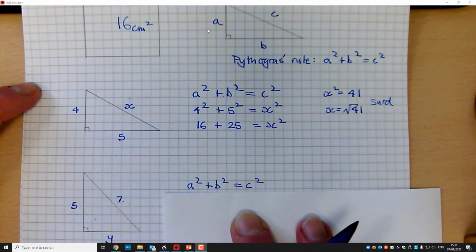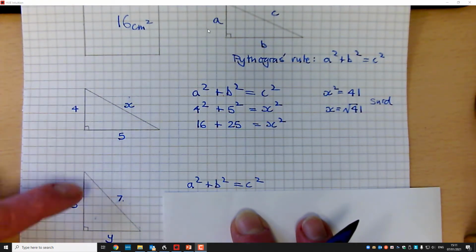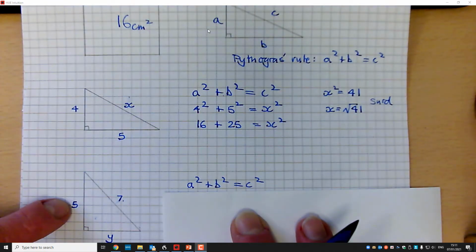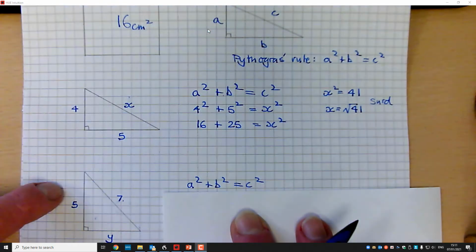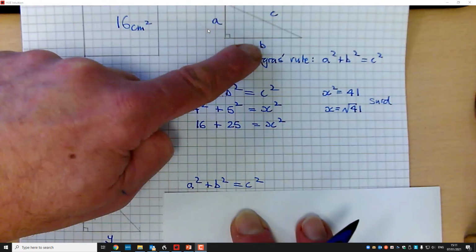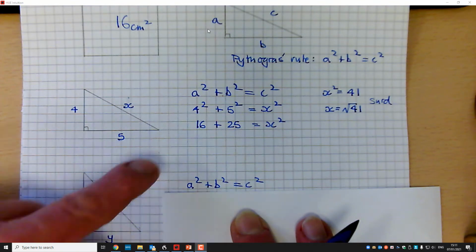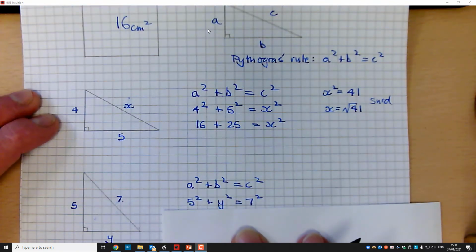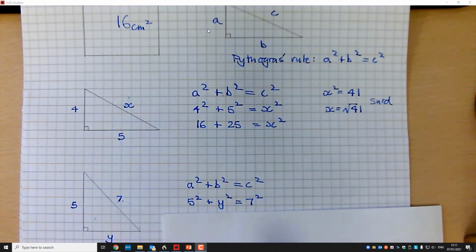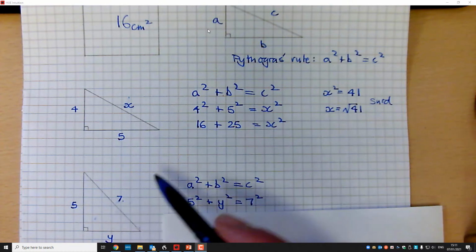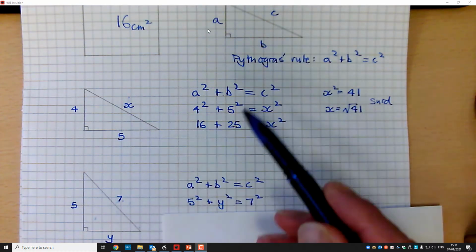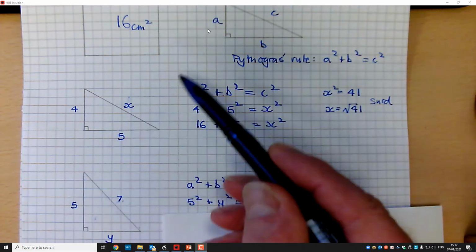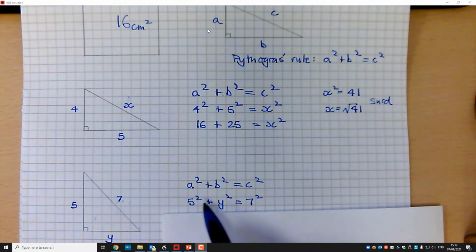So let's compare this diagram with this one, and you can see that A is 5, you can see that Y is where B is, and you can see that 7 is where C is. So let's write that in. 5 squared plus y squared equals 7 squared. I've just put these numbers in. 7 is C, y is B, and 5 is A. So 5 squared plus y squared is 7 squared.